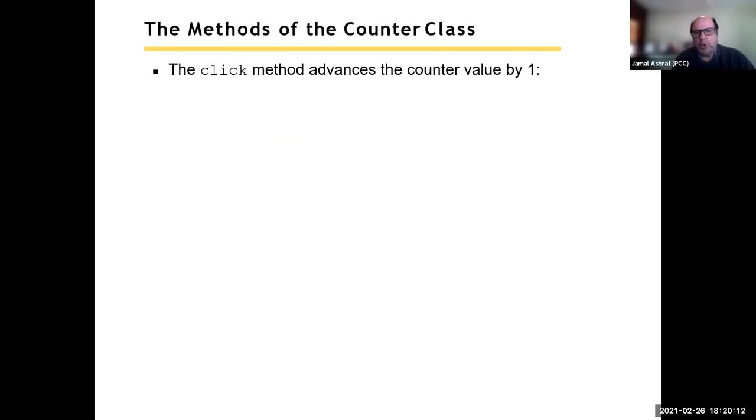Okay, so if I have a counter as a class and I create an object and I push the click on it, it's going to add 1 to the value that we have. So let's say that if we start with 0, if I click it, it's going to add 1 to it. So the method click's job is to do what? Add 1 to my value.